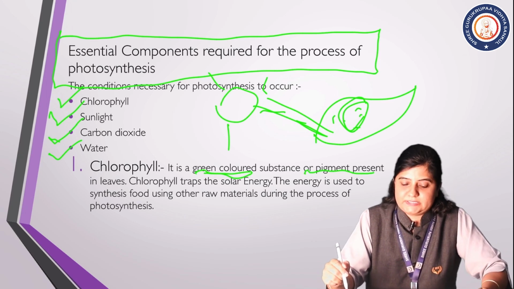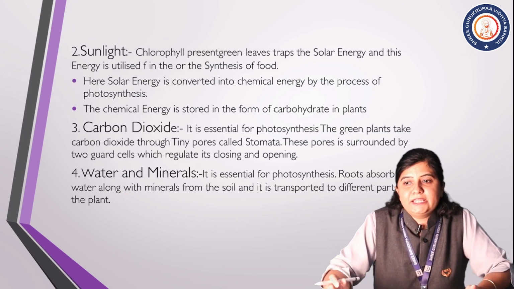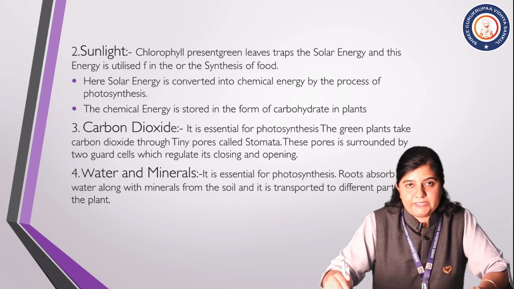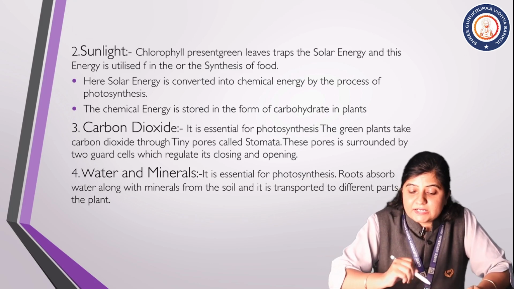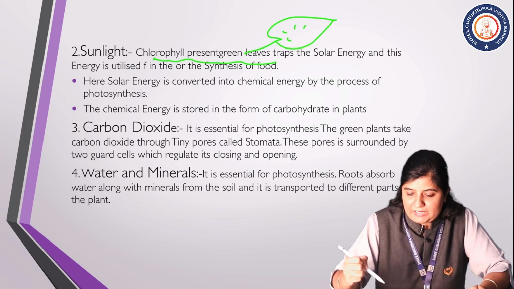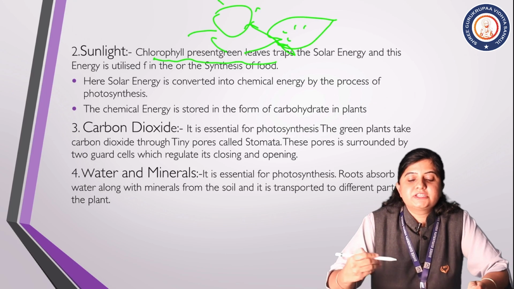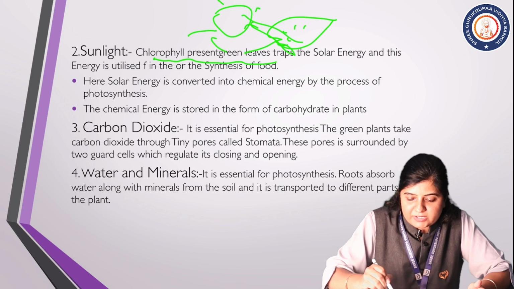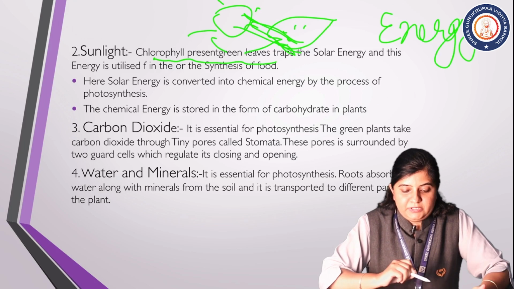Next raw material is sunlight. As the name of the process is photosynthesis, it cannot take place without sunlight. Photo means light. So here the photosynthesis process is carried out with sunlight. Chlorophyll, which, as I have told you, is present in the leaves of the plant, will trap the sunlight and this energy is utilized. The chlorophyll traps the solar energy, and that energy is used for preparing the food.